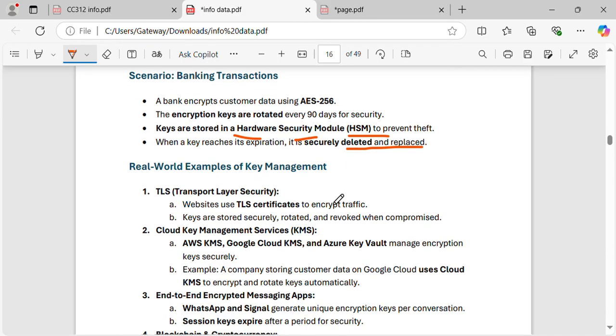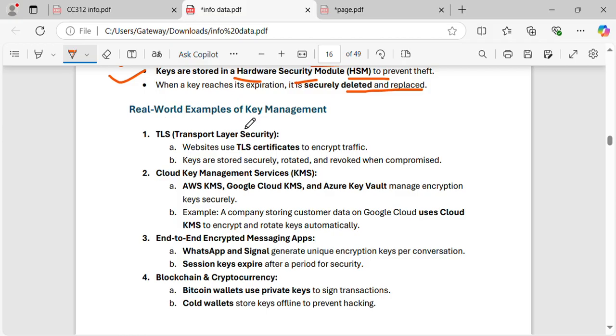Right. So two important things here: the encryption keys are rotated every 90 days and they are stored in a hardware security module. Real-world examples of key management: Transport Layer Security. For example, websites use TLS certificates to encrypt traffic. Keys are stored securely, rotated, and revoked when compromised. Right. So in Transport Layer Security, and for the Secure Socket Layer, we use key management.